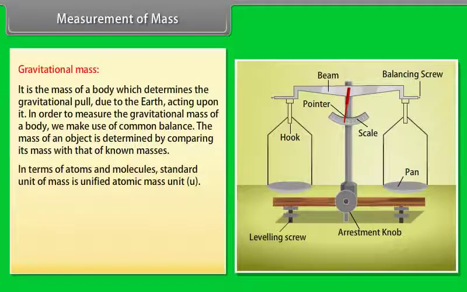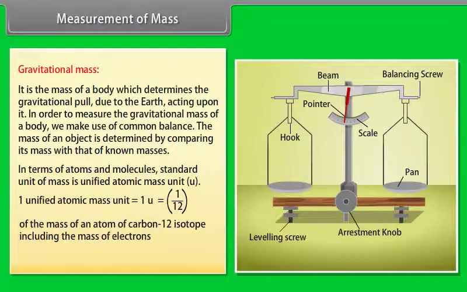In terms of atoms and molecules, the standard unit of mass is the Unified Atomic Mass Unit, that is u. 1 unified atomic mass unit, 1 u, is equal to 1 upon 12 of the mass of an atom of carbon-12 isotope including the mass of electrons, which is equal to 1.66 × 10^-27 kg.